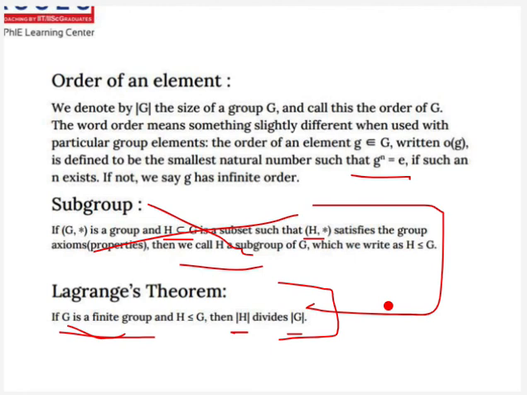Then we have the definition of a generator. A generator is an element which can generate everything by taking different powers. If your group has a generator, then that group will be called a cyclic group. This is another definition. We have also seen the definitions of monoid, semigroup, group, and abelian group.